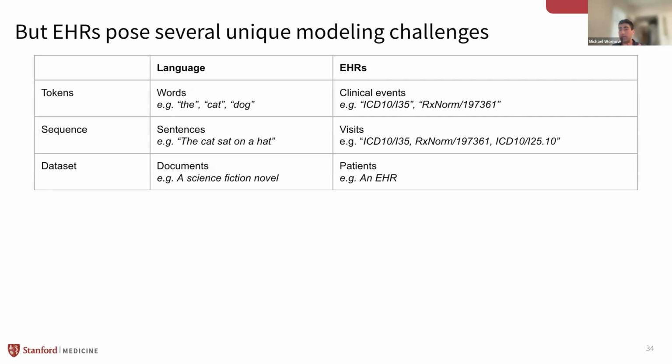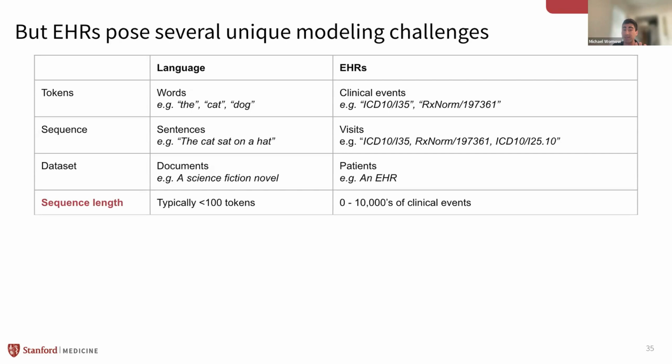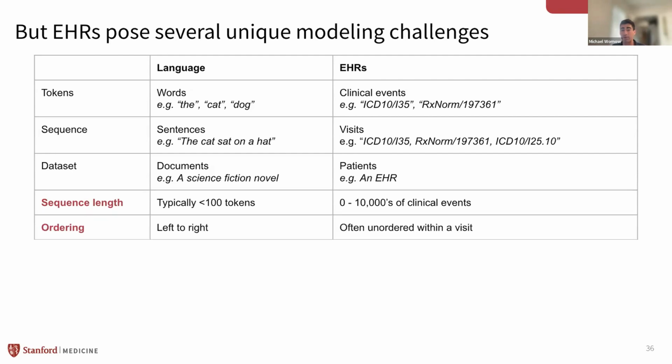I'll just very quickly list a few of those nuances. I briefly mentioned some of them on the previous slide. One big thing is sequence length. It can be extremely variable for patients. For example, a prolonged visit to the ICU can generate tens of thousands of data points for a patient, which becomes a problem when you're trying to fit these in the context window of a transformer. Second, while English is always ordered left to right, clinical events can be overlapping or have unknown orderings within visits.